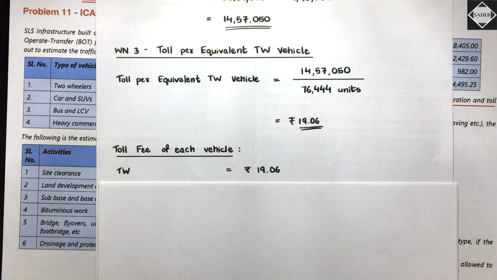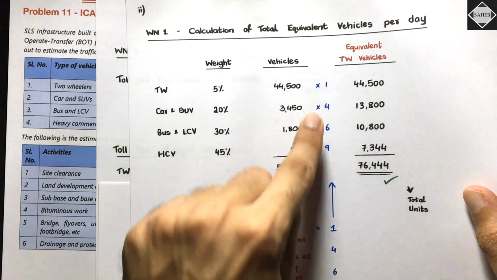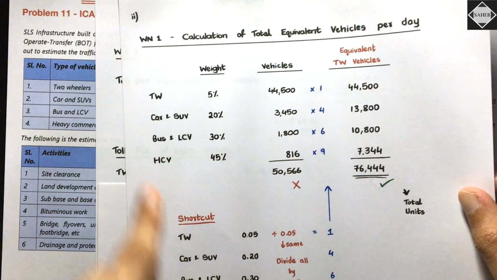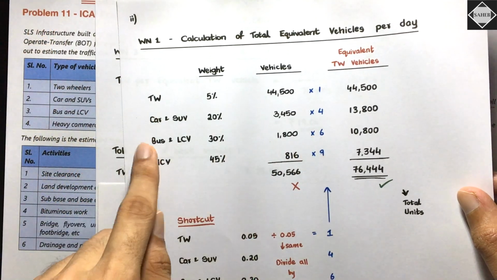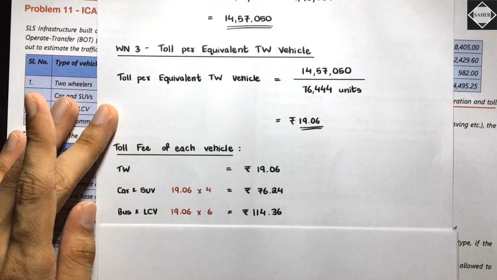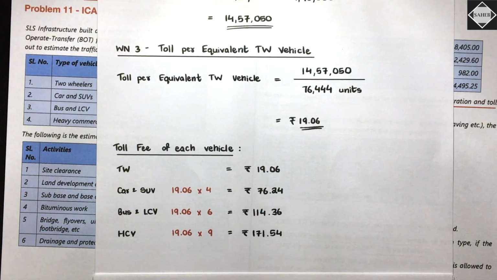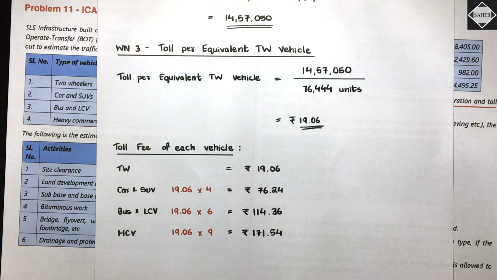No, how you have converted in the equivalent, the same thing you have to use, into 4, into 6, into 9. The same thing you have to use. See, for car it's into 4, for bus it's into 6, for heavy commercial vehicles it's into 9. So that same thing you have to do over here. For car into 4, for bus and LCV into 6, for HCV into 9. Yeah, you will get 76.24, 114.36, 171.54, like that. Simple and straightforward. I hope you have understood. Yeah, easy, right? Really simple.